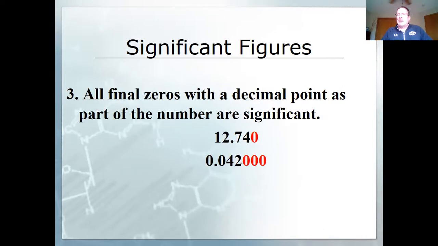So let's break down zeros. If the 0 is at the end of a number, and the number has a decimal point anywhere in it, those are significant digits. So this 12.740, 1, 2, 3, 4, 5 significant digits. The 0.04200, let me do this again. Starting at the 4: 1, 2, 3, 4, 5.